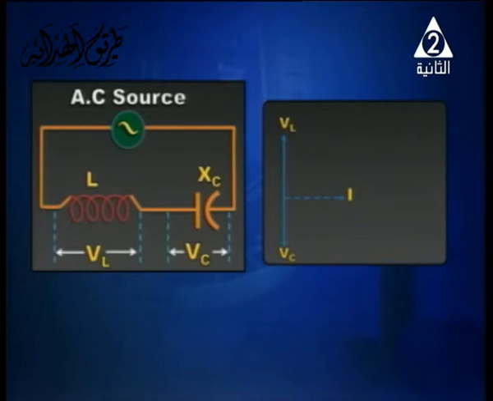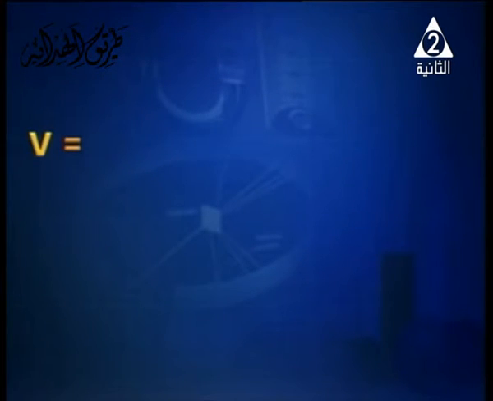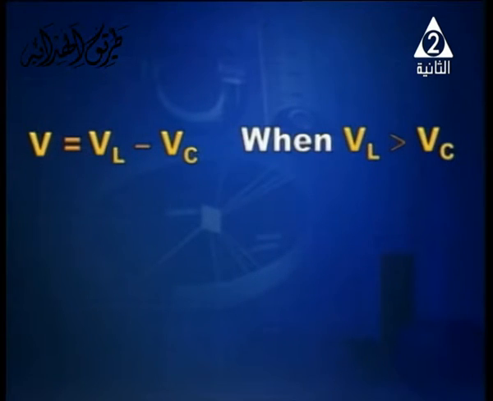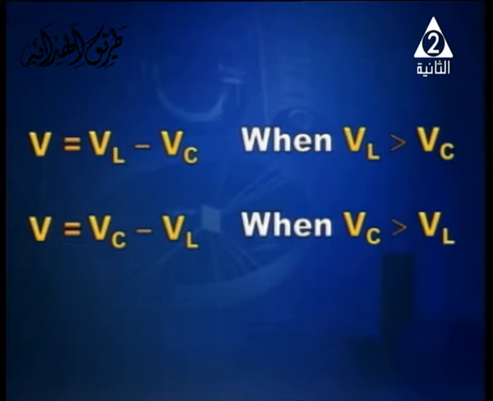And the vector diagram, the vector which represents the current, is shown in front of you. VL leads by 90, VC lags by 90. So it will be VL minus VC, but this happens when VL is greater than VC. So V equals VL minus VC when VL is greater than VC, or VC minus VL when VC is greater than VL.